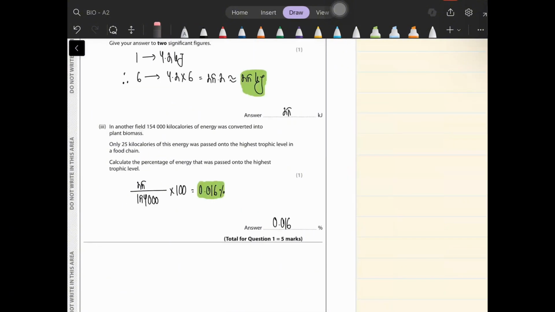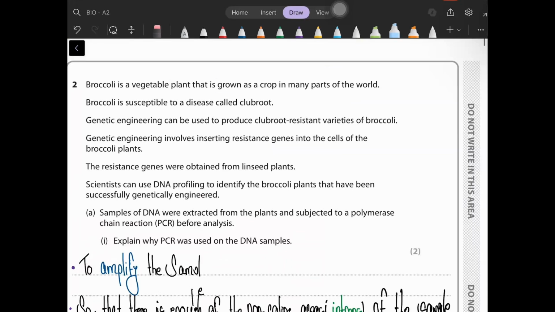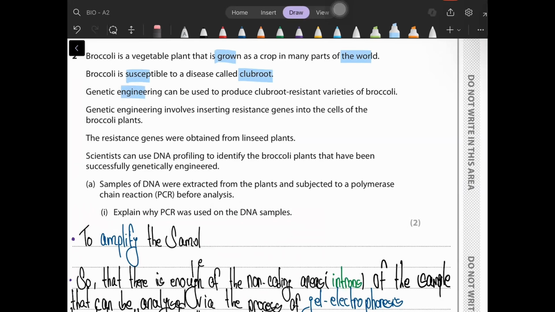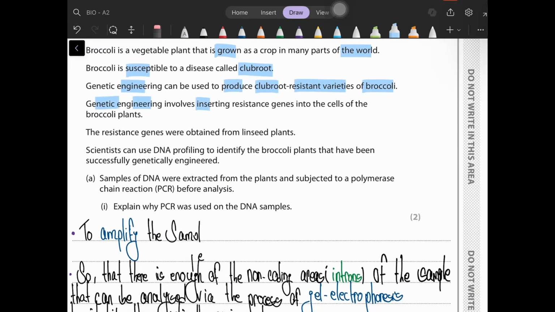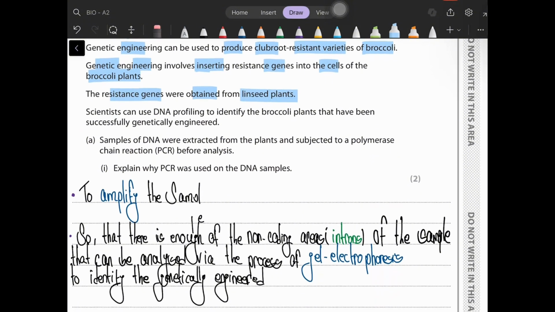He said that broccoli is a vegetable plant that is grown as a crop in many parts of the world, and broccoli is susceptible to a disease called clubroot. Okay, genetic engineering can be used to produce clubroot resistant varieties of broccolis. Genetic engineering involves inserting resistant genes into the cells of the broccoli plants. The resistant genes were obtained from linseed plants. Scientists can use DNA profiling to identify broccoli plants that have been successfully genetically engineered.